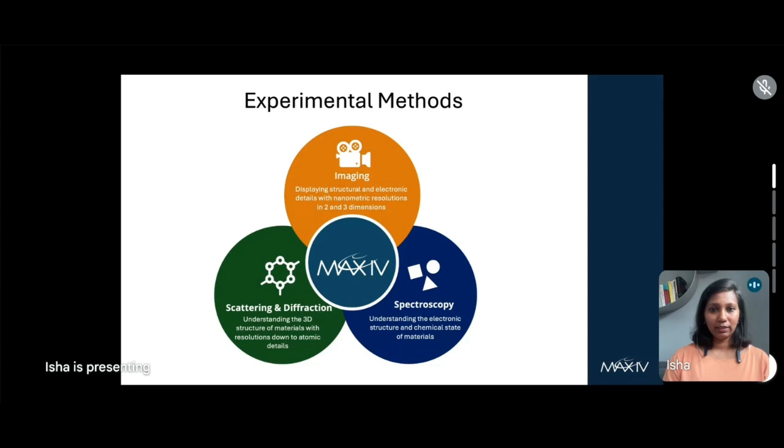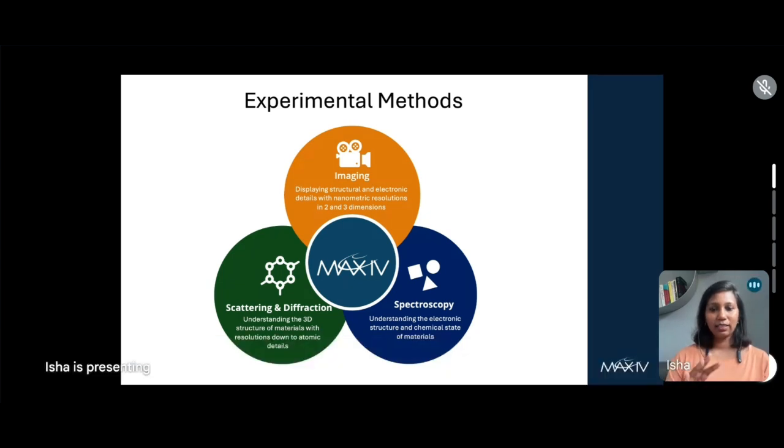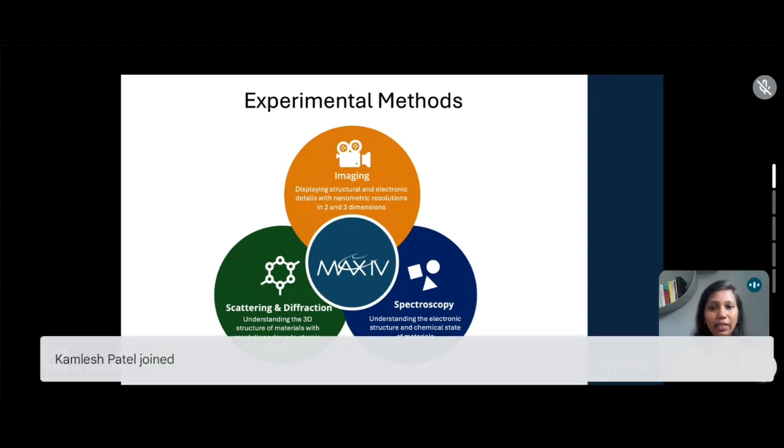So, what are the experimental methods which are basically used at synchrotrons? I am just broadly categorizing, and under each you will have different types. For example, under imaging there are different levels and types, but broadly, we have three different experimental methods which fall into these three categories. One is imaging, where if you are imaging something, it's like taking an image of a hand. It can be in 2D and 3D, so you can see how something is organized in two and three dimensions.